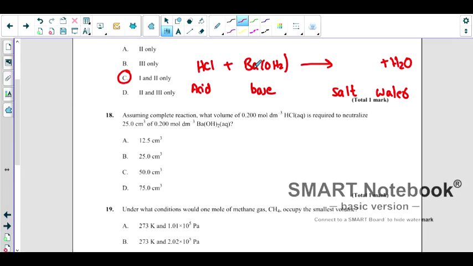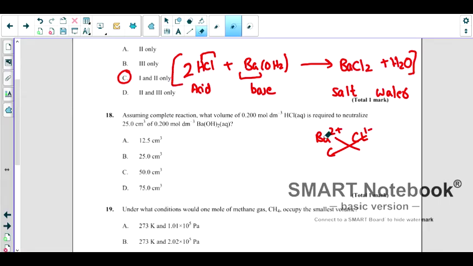Now how to write the salt here? The metal part will be from the base, and the non-metal part will be from the acid. You know the group number of barium, I think it is 2+, so valency is 2+ and Cl is 1 negative. So when you write it, you will get BaCl2. Now if you balance the equation, here it is 2. This is why we did all this equation part, so that we can get the mole ratio.